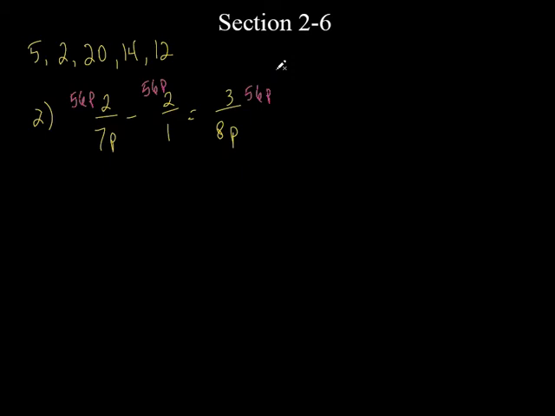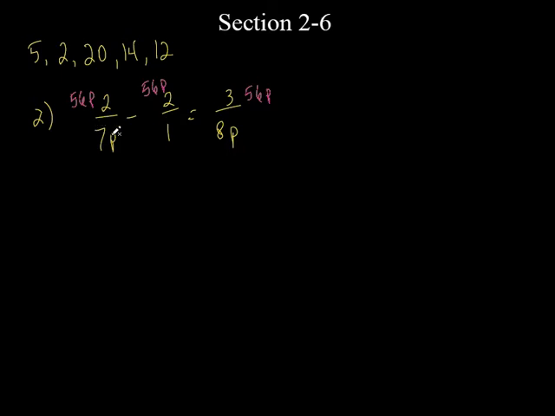Make sense so far? Okay. Let's see why we did that. The whole reason we did that is so that this denominator will cancel with something up here. So the denominator will cancel out. And same thing with this thing. This 8p right here will cancel out with this 56p.